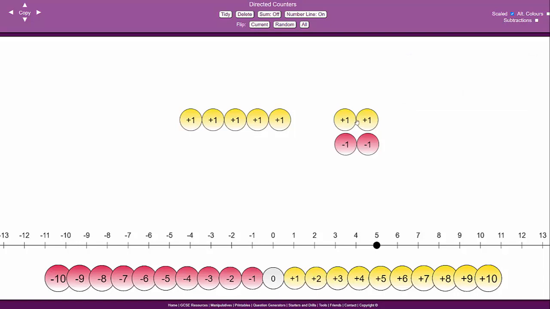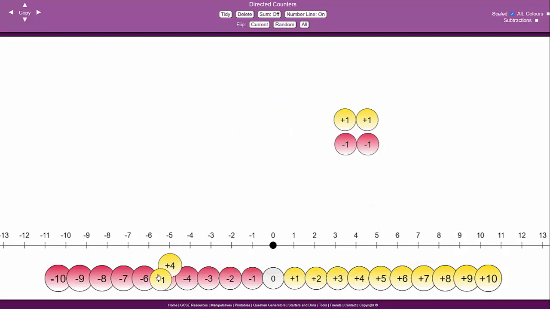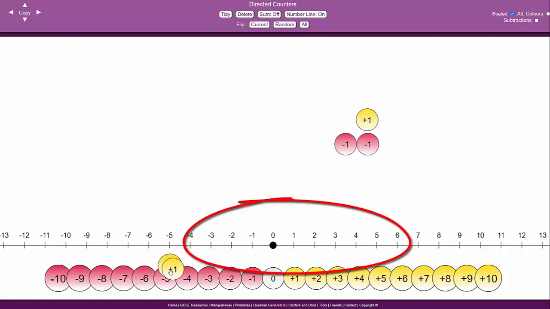So then if I want to take away 7, I can take away 1, 2, 3, 4, 5, 6, 7. I'm left with negative 2.